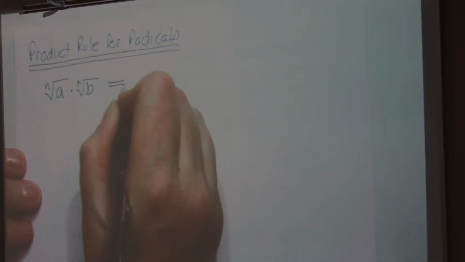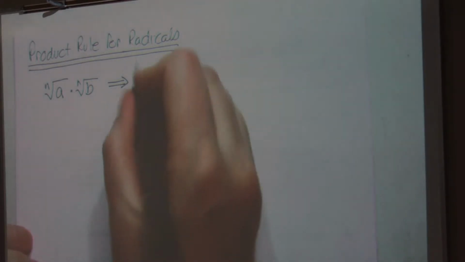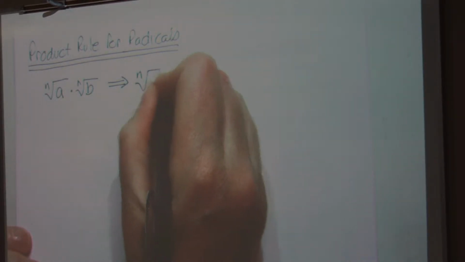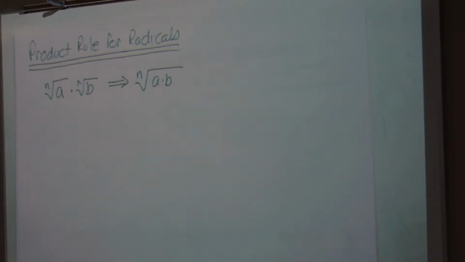I have the nth root of A times the nth root of B. All right. And when I multiply these together, I will end up with the nth root of A times B, okay? Now I want to point something out in this.